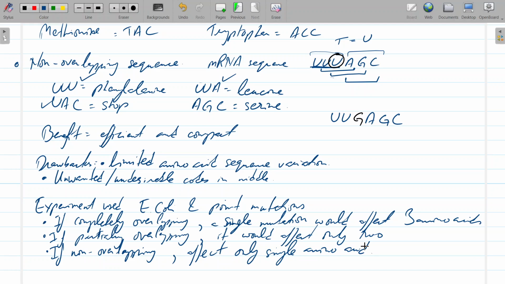And so in their experiments with the point mutations, that's what they found: any point mutation they made only affected a single amino acid in the entire sequence. And so that actually makes it safer. It makes it bigger, but it makes it safer. And it also gives you a lot of freedom as to which amino acid can come next. You're not doing it yourself, it's happening naturally, but it removes the limitation that would have been there if it were overlapping, whether partially or completely.